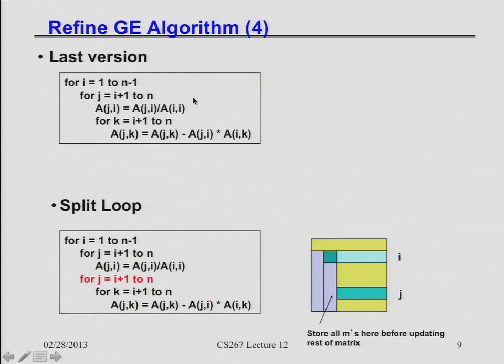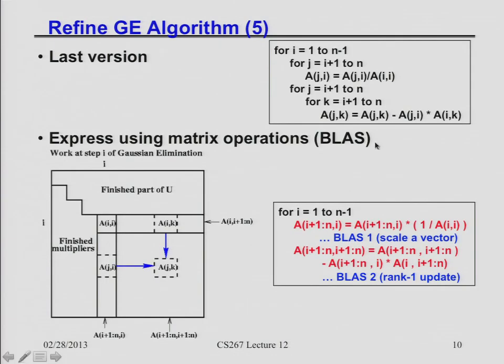So there's that code again. And so the next optimization is a very simple one. I have this loop, and I'm doing two things. I'm taking a column of the matrix and dividing it by the diagonal. Let me just do that all first, finish computing that entire column, which just says divide it by the diagonal, and then do everything else in a separate loop. So that's pretty straightforward. So there it is.